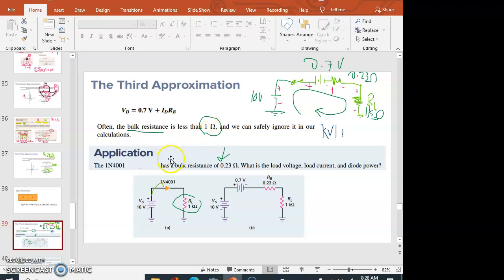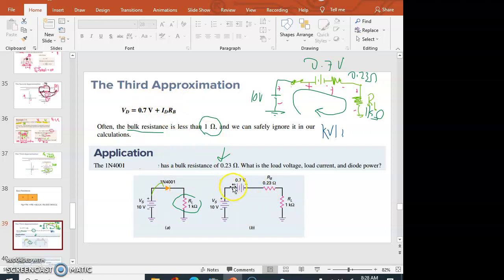So let's solve this example. We have a diode 1N4001. It has a bulk resistance of 0.23 ohms. And we are asked to solve for the load voltage, load current, and diode power. So our circuit, the diode 1N4001 considering the third approximation, will look like this.